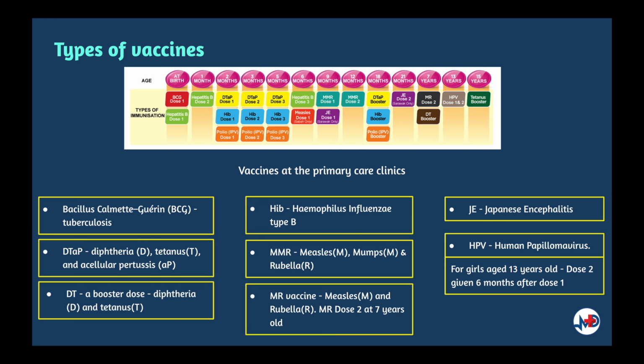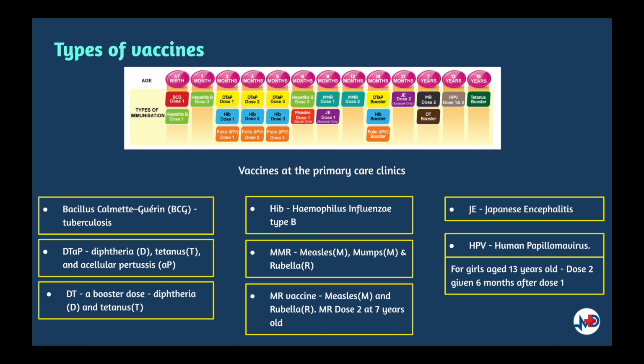Malaysia has been practicing immunization according to a standard schedule as below. These are the vaccines provided at the primary care clinics. BCG, which is a vaccine that gives protection against tuberculosis, diphtheria, tetanus, and acellular pertussis, a booster dose for diphtheria and tetanus, Haemophilus influenzae type B, the combination of measles, mumps, and rubella, which is known as MMR.